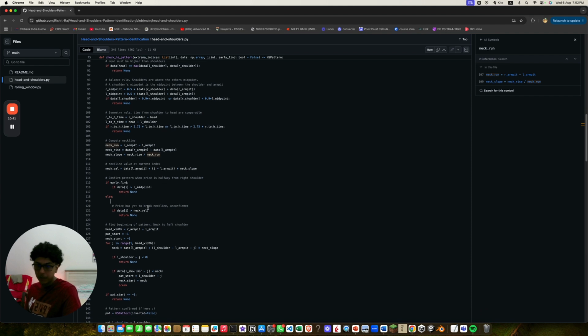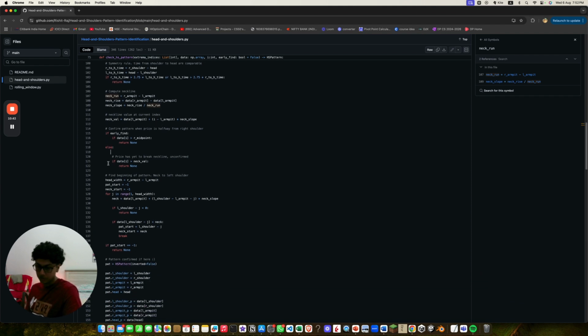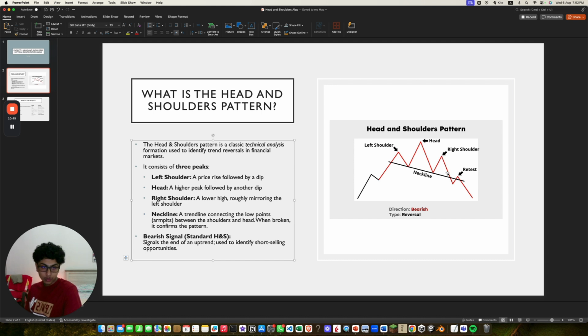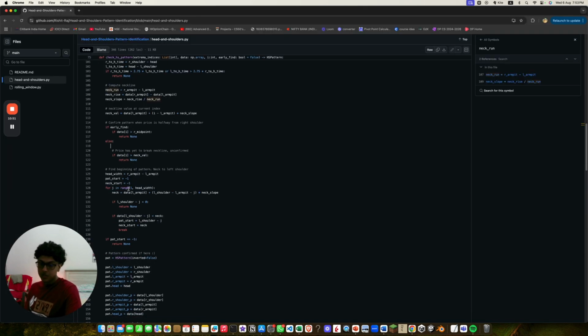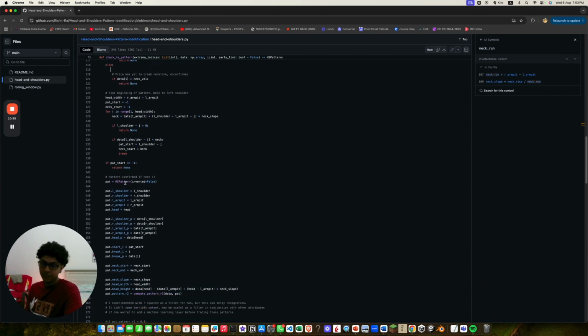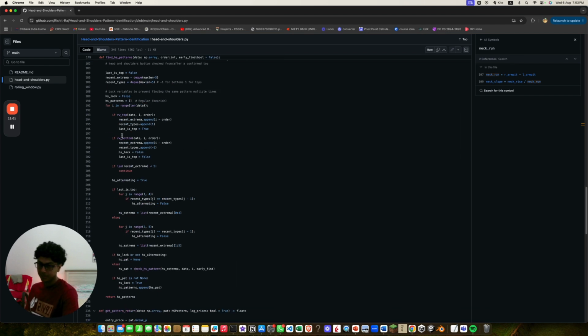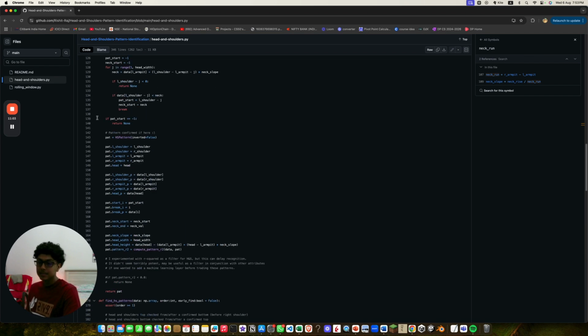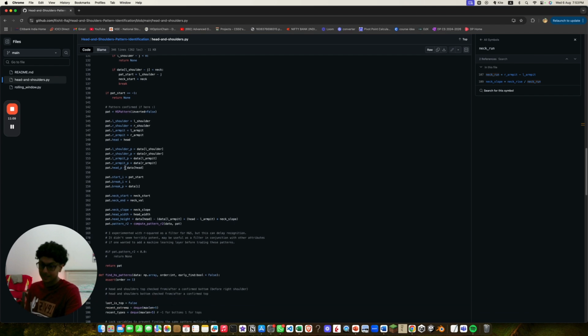See, and there we go. We confirm the pattern when price is halfway from the right shoulder. So once this right shoulder is formed and it's sort of around here, that's when we confirm it. We confirm it with the neckline, right? That's what it is. Find the beginning of the pattern. Again, this is just finding the time. So this is when the final return output comes out, it'll give us the date at which the pattern started. That's all it is, right? And now that the pattern is confirmed, we're putting in all the values we calculated to create a consolidated HS pattern class object.